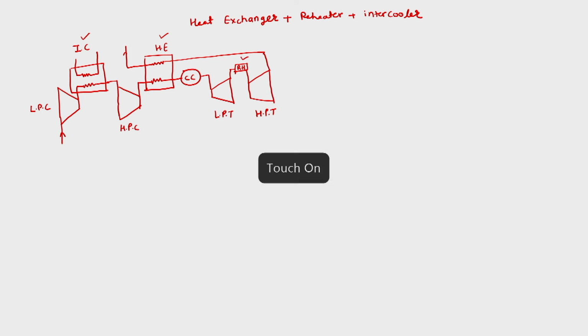So let 1 be the condition at the inlet to the low pressure compressor. Then we will have the outlet as 2. Then we will have the inlet as 3. Then we will have the outlet as 4. Then 5 at the entry to the combustion chamber. Exit of the combustion chamber is 6. Entry to the reheater is 7. Exit of the reheater is 8. Then exit of the high pressure turbine is 9. And then we have 10 at the exit of the heat exchanger.